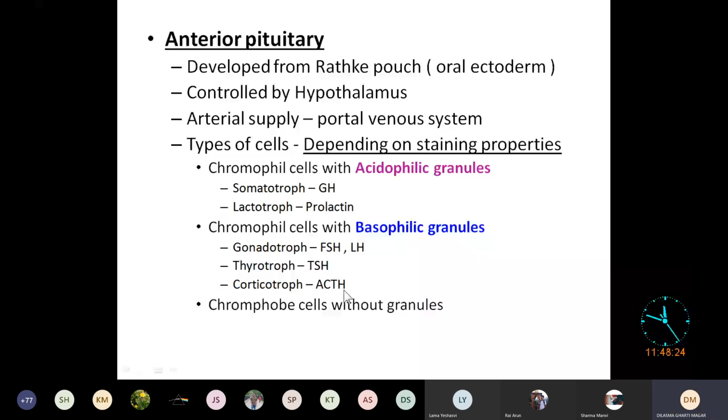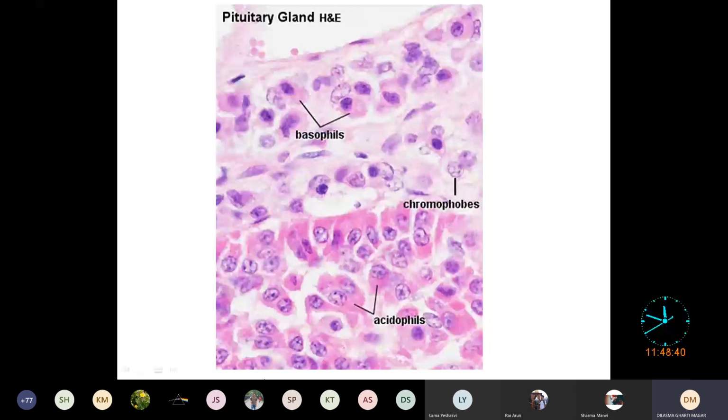And there are chromophobe cells, and these cells will not show any acidophilic granules or basophilic granules. Phobe means it will not have any color. So these are without the granules. Now in this picture, I want to show you what we mean by the chromophobe cells and the chromophil cells. I told you two types of cells are there: one is the chromophil cells with acidophilic granules, and another is the chromophil cells with basophilic granules.